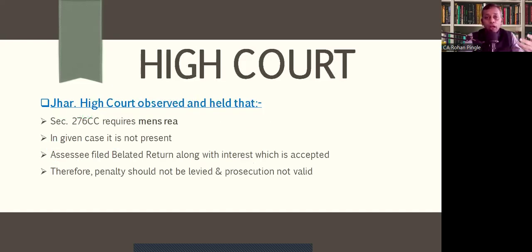Jharkhand High Court observed and held that Section 276CC requires mens rea. In the given case, it is not present. The assessee filed a belated return along with interest, which was accepted. Therefore, penalty should not be levied and prosecution is not valid.